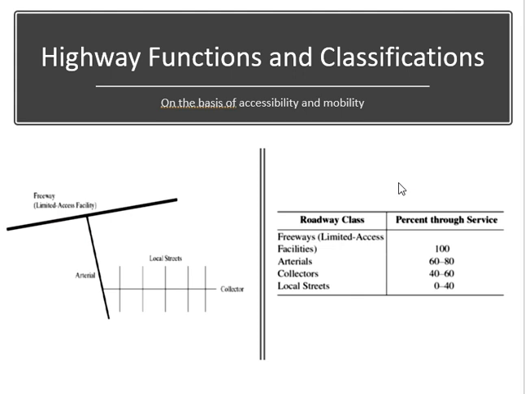So we have the freeway. We already talked about freeways in the capacity topic. A freeway is without any interruption, right? It's uninterrupted. So you can see the through service is full. And as you go along, the through service is decreasing, which means accessibility is increasing. Now local streets. So you can see the hierarchy here.